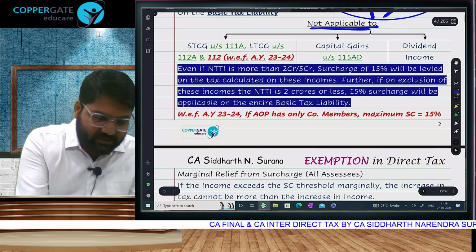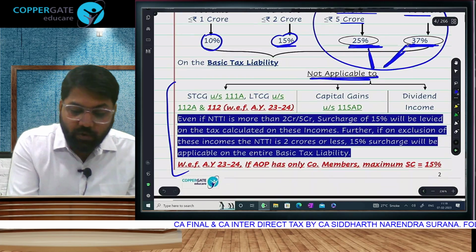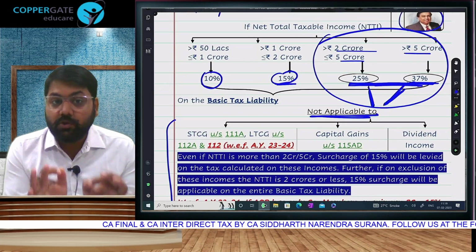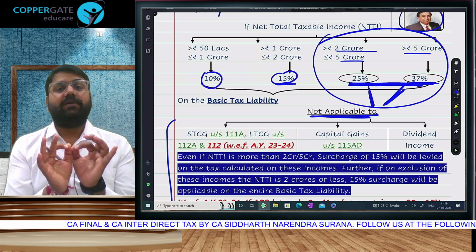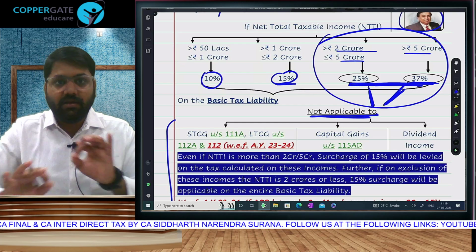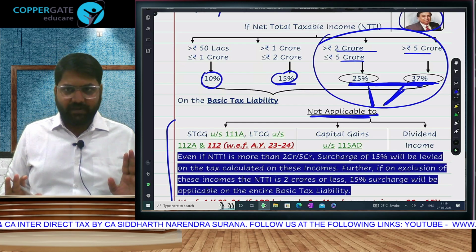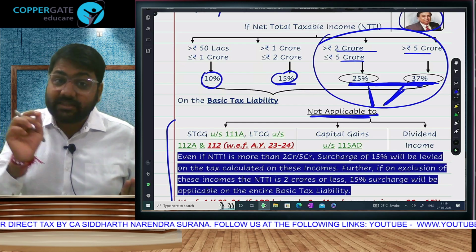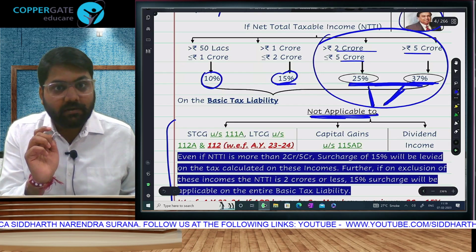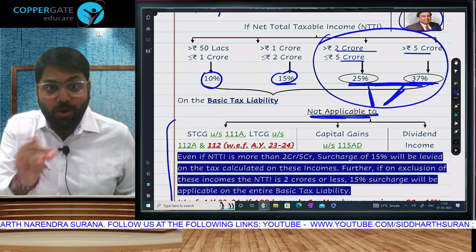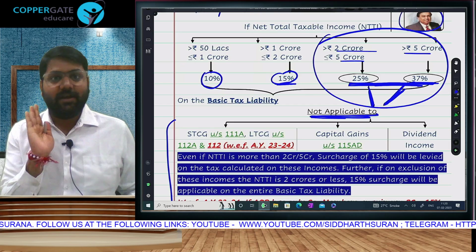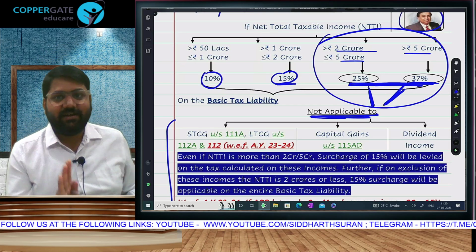Whatever complicated discussion we are going to be having here is only for those who have total income exceeding 2 crore, meaning only those who are falling in 25 or 37% surcharge. If you are not falling in 25 or 37 surcharge, we are not having any discussion with you. Your topic is over. Now this 25 and 37 will not be applicable, but the 15 is applicable. If you cross 2 crore, we may or may not apply 25 or 37. We are creating an exception. But 15 will always remain.